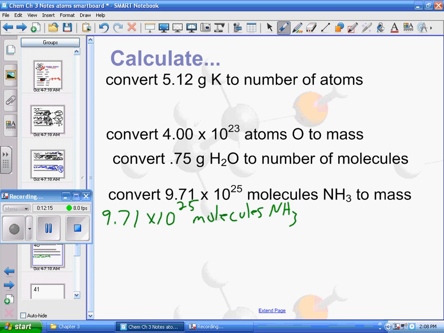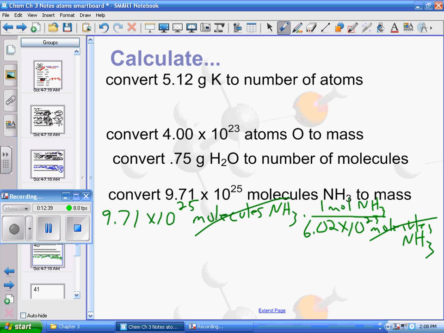There's 2 ways to do this. I'm going to do it the long way. If I have molecules, the only thing I know to convert to molecules is moles. So I'm going to take 6.02 times 10 to the 23rd molecules of NH3 on the bottom and convert that to 1 mole of NH3 on top. Okay? That gets rid of my molecules. I've now been converted to moles.